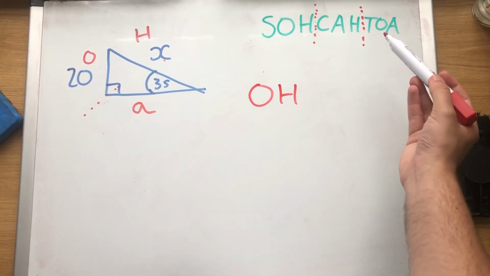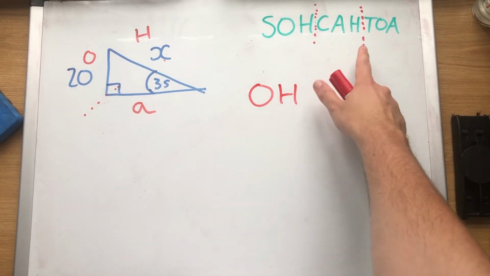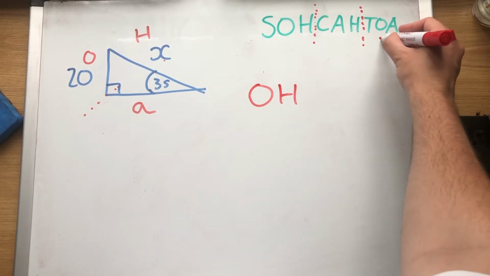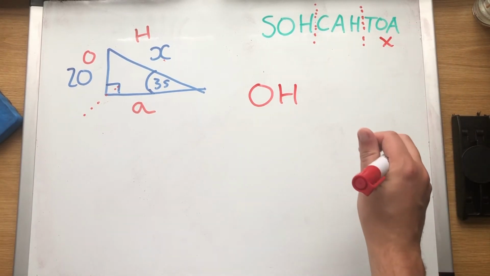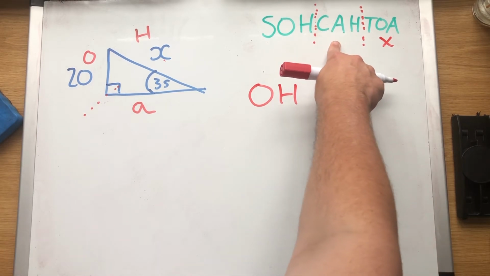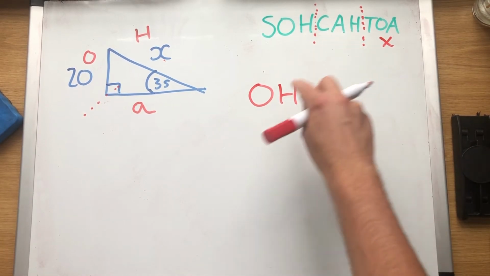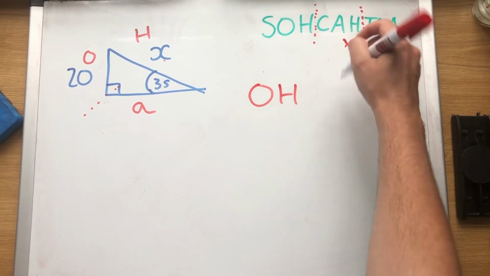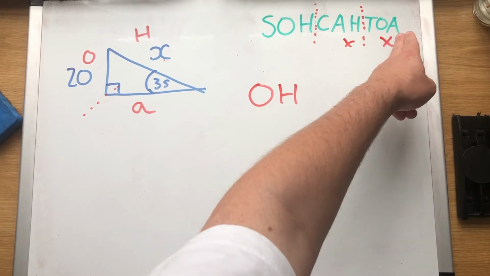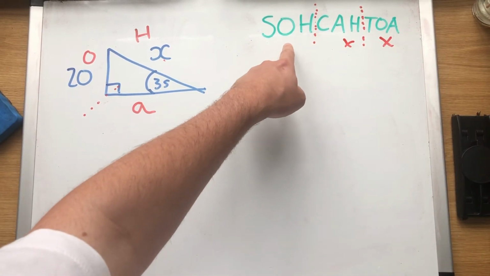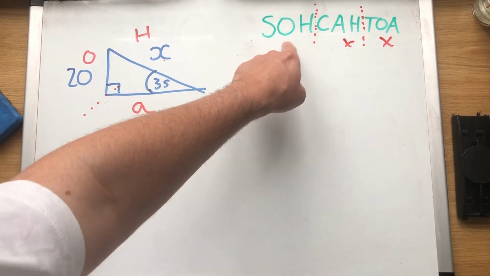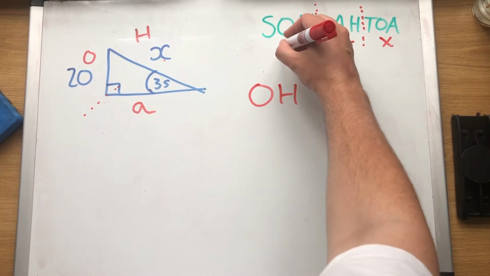So we've got TOA. O means opposite, A means adjacent. So we still don't know what T is, but we know O is opposite, A is adjacent. CAH: A is adjacent, H is hypotenuse. Well, we're looking for O and H. So we don't know what C is, but we know A is adjacent, H is hypotenuse, O is opposite. We're looking for the one that involves opposite and hypotenuse. So it's this one here.